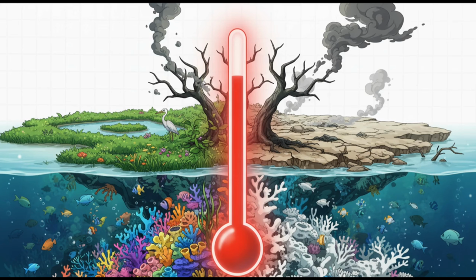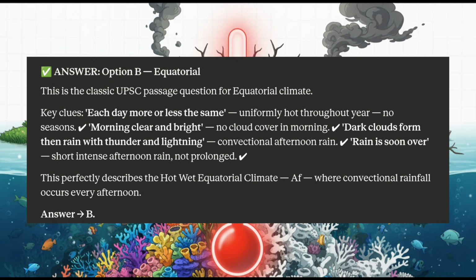Pause 8 seconds. Answer, option B, Equatorial. This is the classic UPSC passage question for equatorial climate. Key clues. Each day more or less the same, uniformly hot throughout the year, no seasons. Morning clear and bright, no cloud cover in the morning. Dark clouds form, then rain with thunder and lightning, convectional afternoon rain. Rain is soon over, short intense afternoon rain, not prolonged. This perfectly describes the hot wet equatorial climate, Af, where convectional rainfall occurs every afternoon.